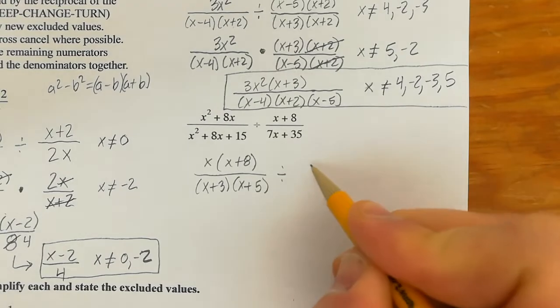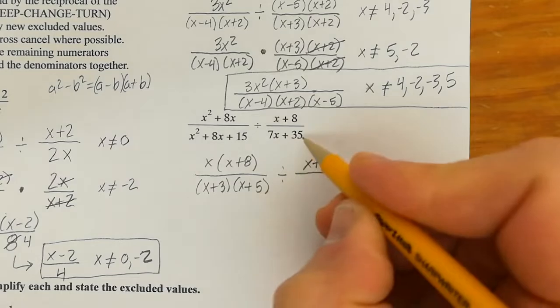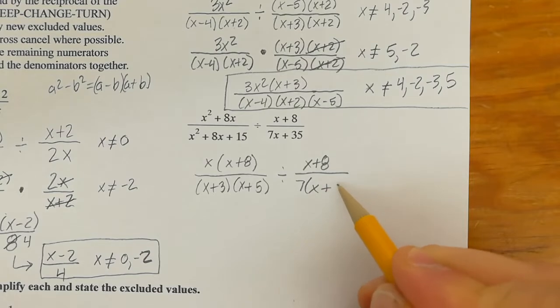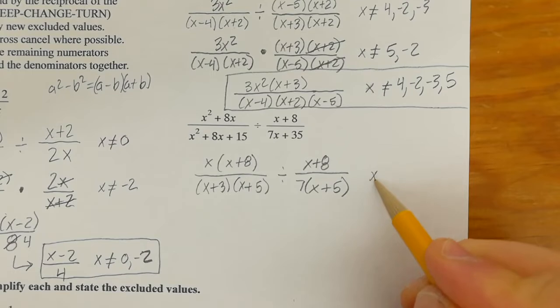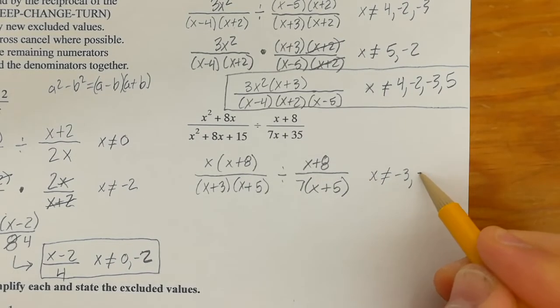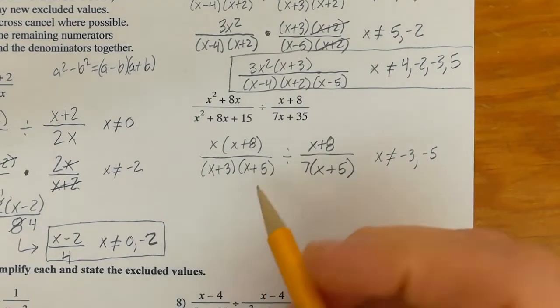And then the numerator on the second fraction, can't do anything. The denominator here, you can take out a 7. 7 times x would be 7x. 7 times 5 would be 35. Identify those excluded values. X cannot equal -3 or -5, and then there would be -5 here also. Don't need to write it down again.